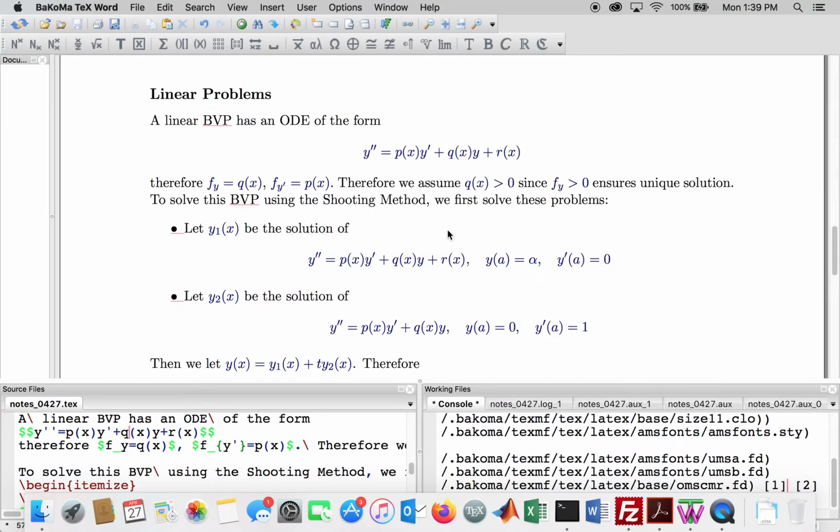A linear problem that has this form. That's what was covered last time. All we have to do is solve these two.